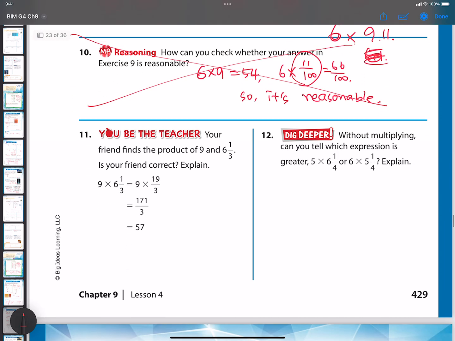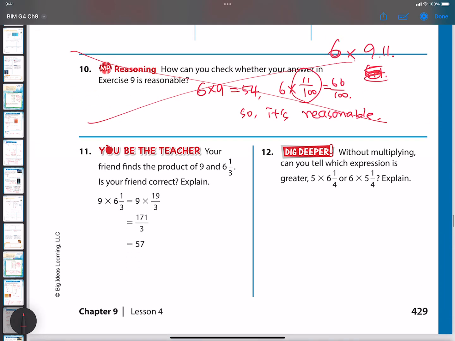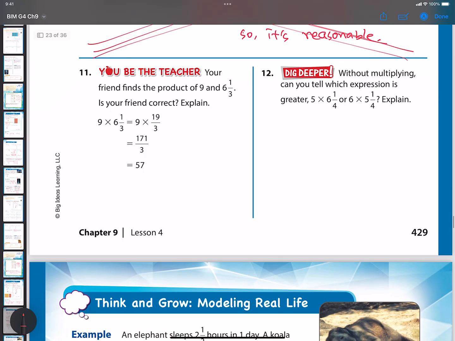Okay, all right. Now number 11. When you put an X mark on the textbook, you feel something, right? Kind of like satisfaction. Okay, satisfying, right? Okay. All right, number 11.